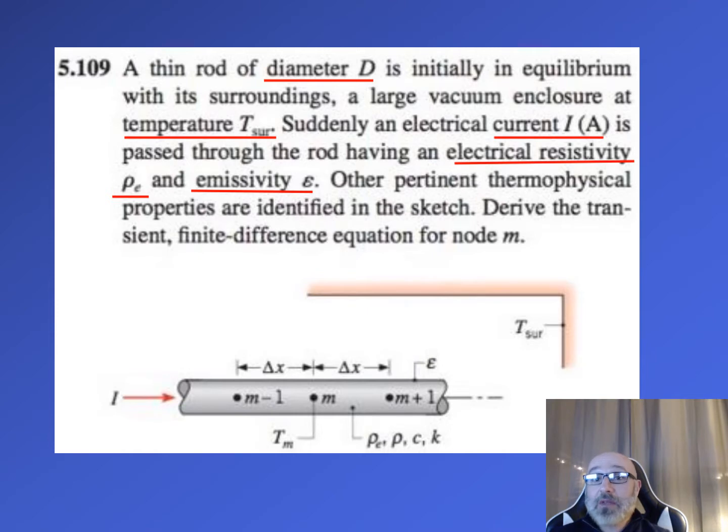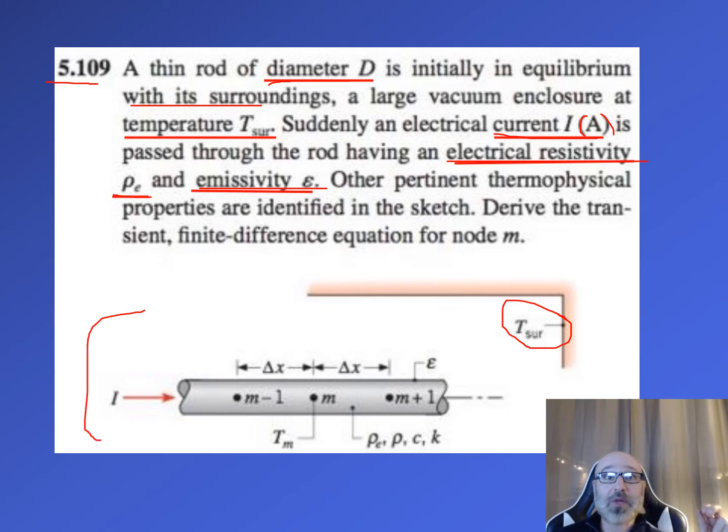So now let's apply this theory and these governing equations to an example problem. We'll take a look at problem 5.109, where we have a thin rod with a diameter D, and they also tell us it's initially in equilibrium with its surroundings, a large vacuum enclosure that has a temperature of T surround. So we can look down here, there's our T surround right there. Now suddenly an electrical current I, in amps, is passed through the rod, having an electrical resistivity of rho sub e, and an emissivity of epsilon. Other pertinent thermophysical properties are identified in the sketch below, so we have our given diagram we can get that information from.